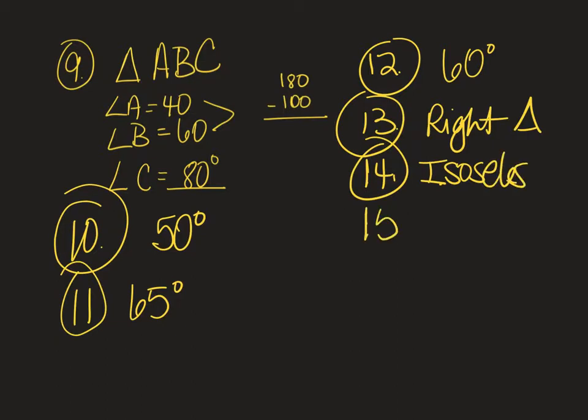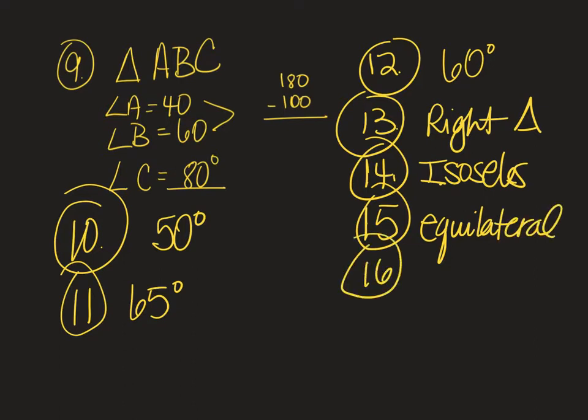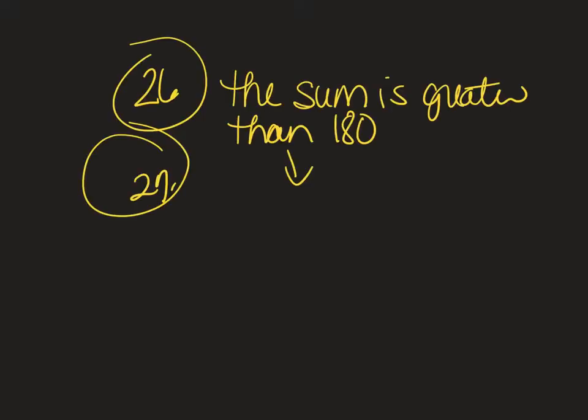Isosceles for number 14. Number 15 is equilateral. Can I tell the next one? Yes, go ahead, Joanne. Number 16. Same thing as 15. Equilateral. Wait, what was number 14 again? It's on the TV, isosceles. All right. All right, any questions on that so far?